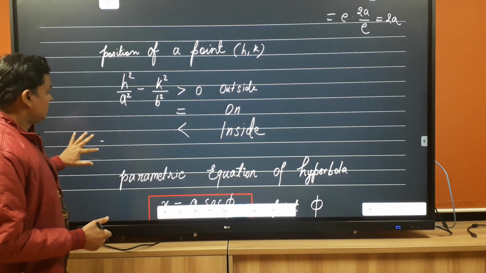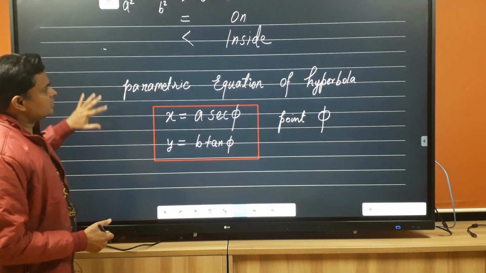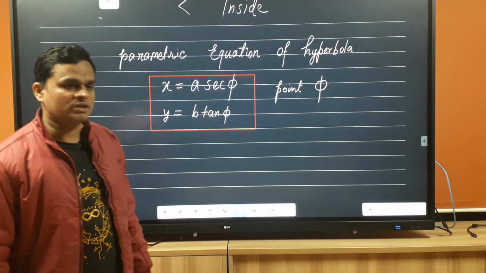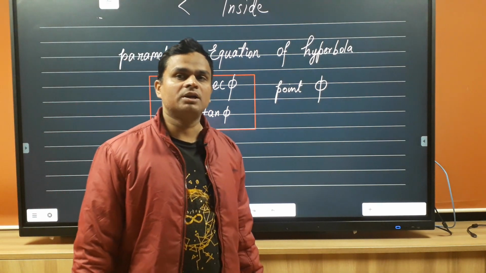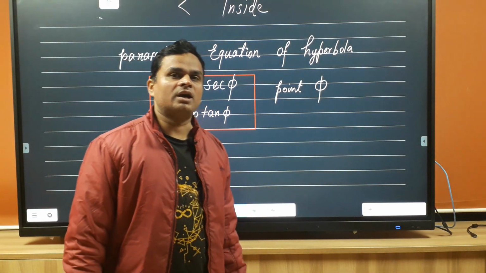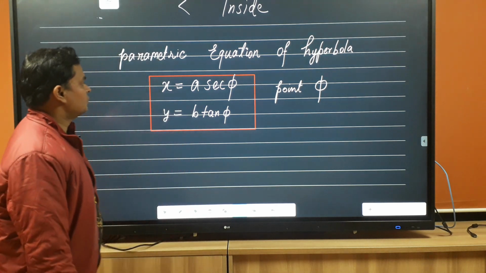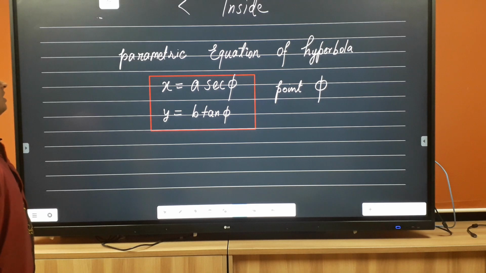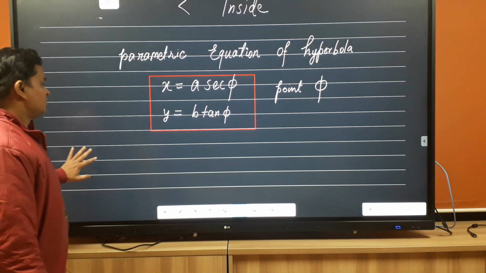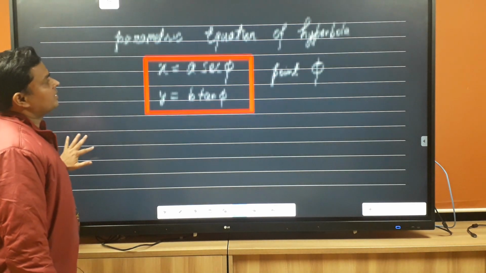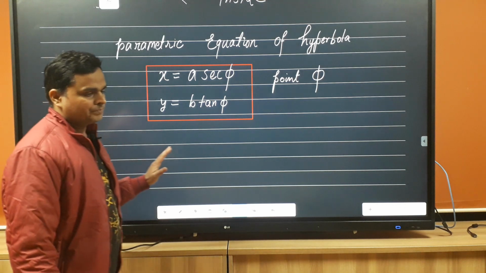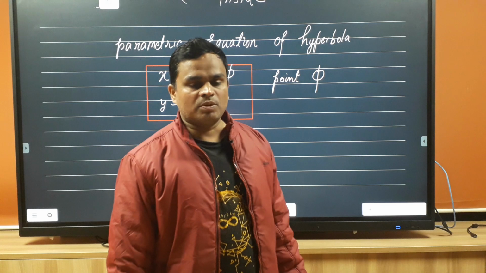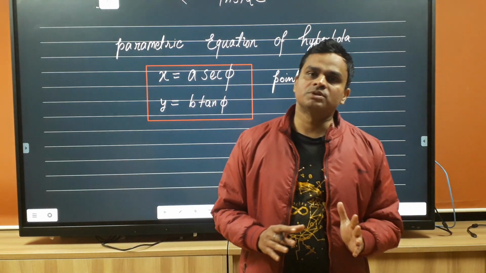Now coming to the parametric equation of hyperbola. As we saw in the case of ellipse, it was a cos phi and b sin phi, I hope you all remember. So here in the case of hyperbola, x is equal to a sec phi and y is equal to b tan phi, and this is referred to as point phi. So the basic things that you needed in a hyperbola, the basic summary of all the concepts, I have presented today.